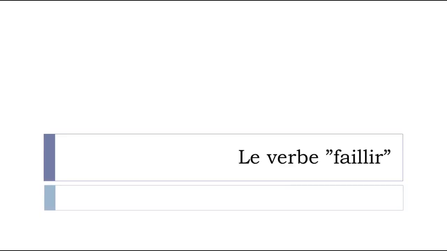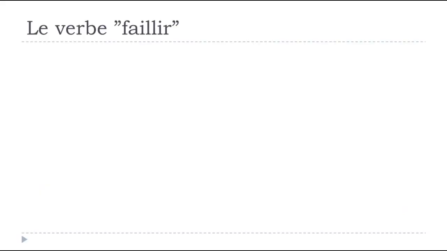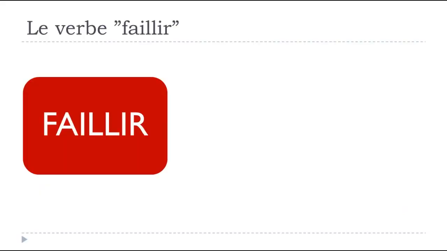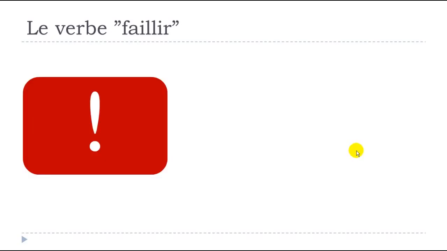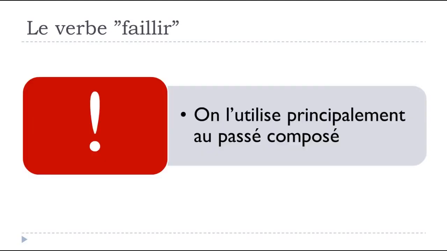Le verbe faillir. Okay, so we can start right now, and basically it's quite interesting because faillir is quite useful. It's a strange verb, you will see that in this lesson, but it is used quite much, and the meaning of faillir is almost do something or all but do something. Okay, so the important thing to keep in mind is that it is mostly used at the passé composé form. On l'utilise principalement au passé composé.